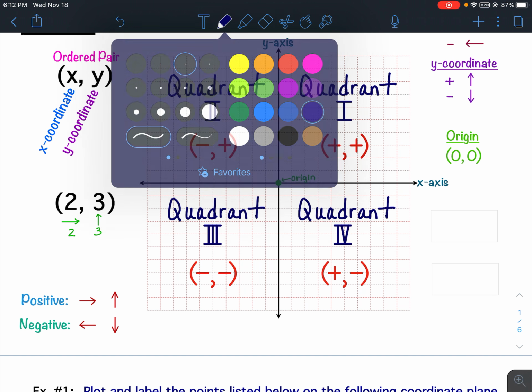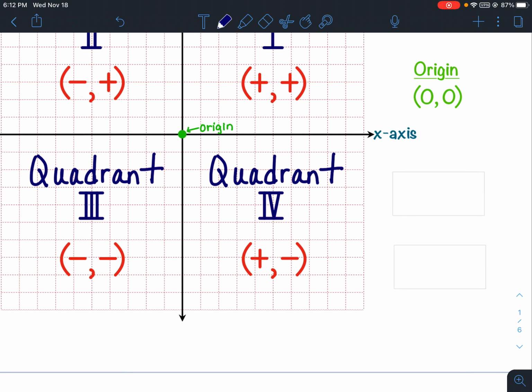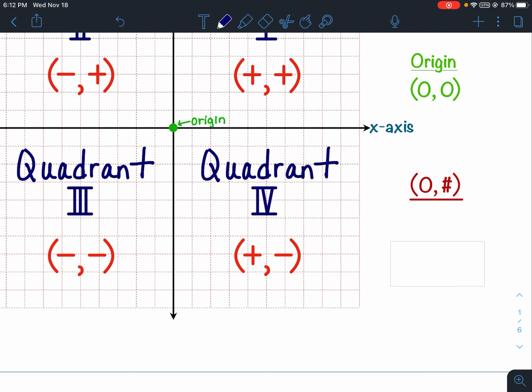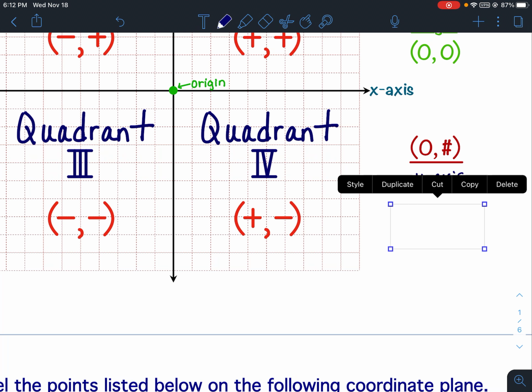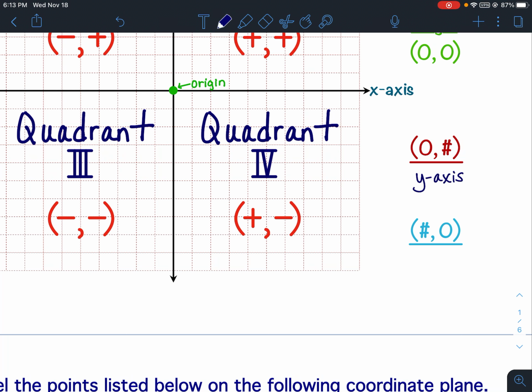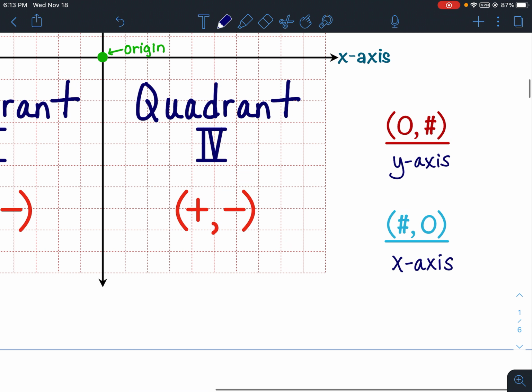Therefore, if you have an ordered pair that is 0 and then any number besides 0, that ordered pair will fall on the y-axis. And then vice versa, if it's a number other than 0 and then 0, this will fall on the x-axis. Pause your video and get that written down.